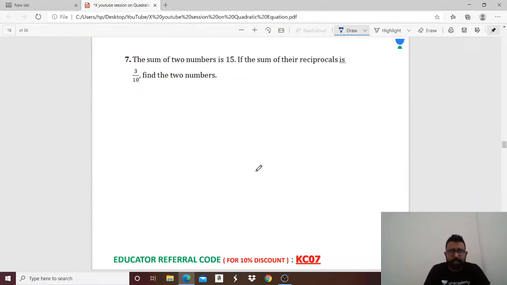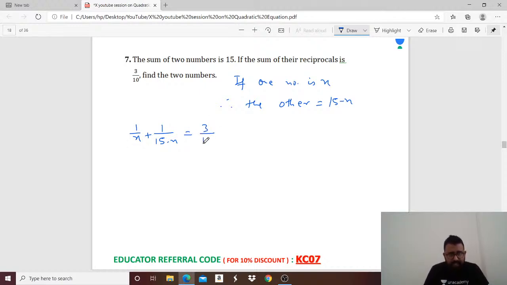Now the next 2 marker, this is from your NCERT. The sum of 2 numbers is 15. If the sum of their reciprocals is 3 by 10, find the 2 numbers. So if the sum of 2 numbers is 15, and one number is x, therefore the other will be equal to 15 minus x. And the sum of their reciprocals is 1 by x plus 1 by 15 minus x. The mistake students often make is writing x minus 15, then it goes wrong.